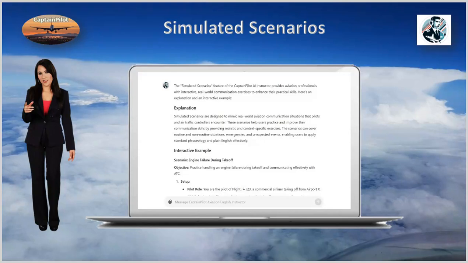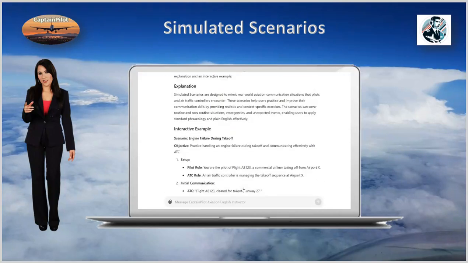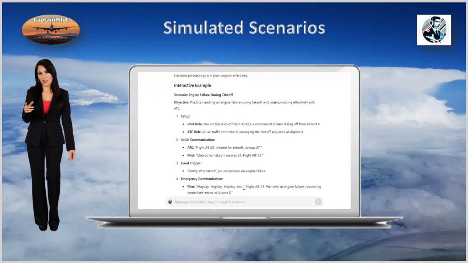Interactive example. Scenario: engine failure during takeoff. Objective: practice handling an engine failure during takeoff and communicating effectively with ATC. 1. Setup. Pilot role: you are the pilot of Flight AB123, a commercial airliner taking off from Airport X. ATC role: an air traffic controller is managing the takeoff sequence at Airport X.